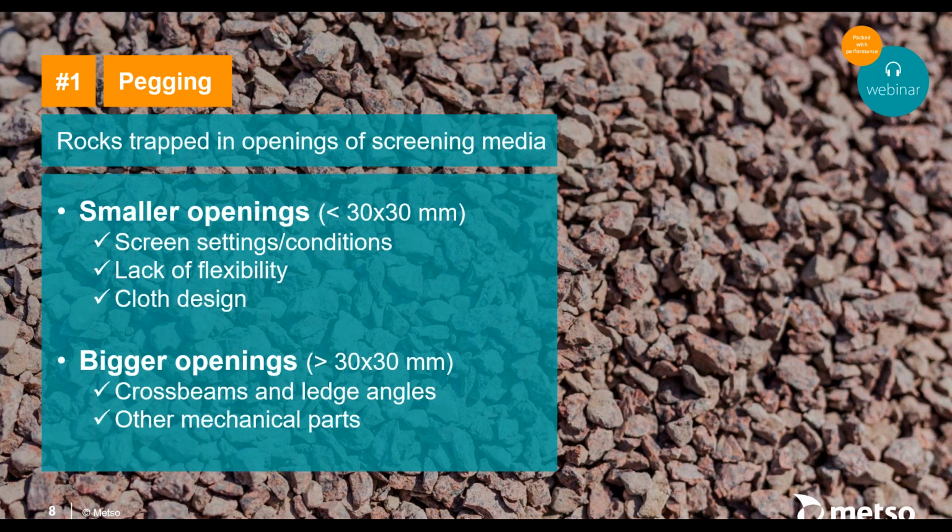It could be the screen settings and operating condition, obviously, that can have an effect. The screen cloth is too stiff, it lacks certain flexibility, and that could also increase the pegging of the screen cloth. And the design of the cloth itself, of course. And I will illustrate this with a couple of examples.